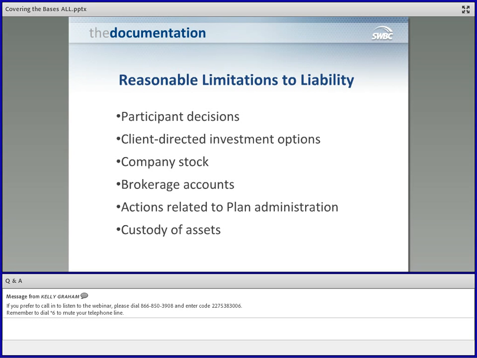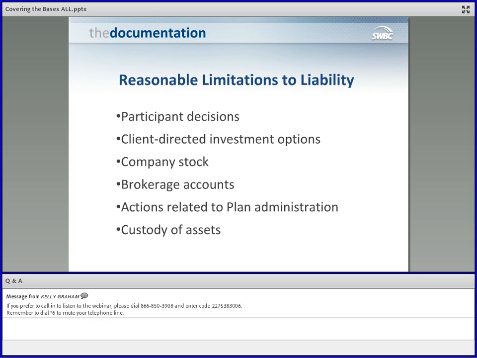So we referred earlier to core pieces of an agreement, and limitations to liability is a big one. All agreements will, by their very nature, have some degree of limitation as to what liability they will accept. So reasonable limits or exclusions are those items that are really out of your advisor or provider's control: individual participant direction, investment options that you as the client have directed to be included in the plan against the advice of your provider, company stock, self-directed brokerage accounts, and any action related to plan administration and the custody of assets.